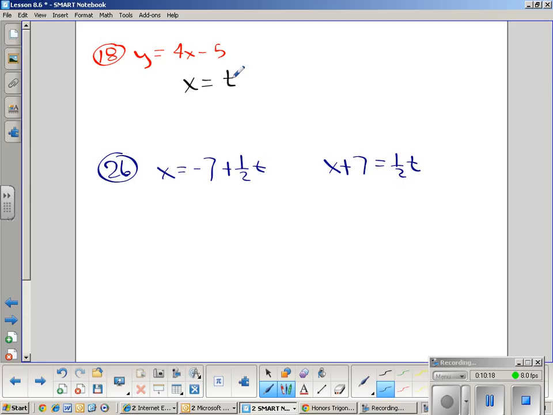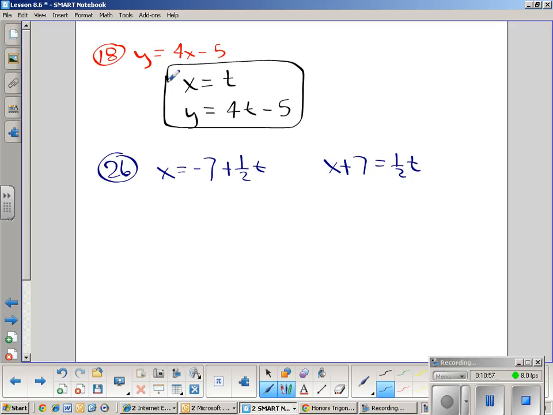And then y is going to equal what? If x is equal to t, what's y equal to? It's 4t minus 5. That's right. Okay? I guess I also had 14 on here. I added it later. We'll go back and do that one also. Those are my parametric equations.